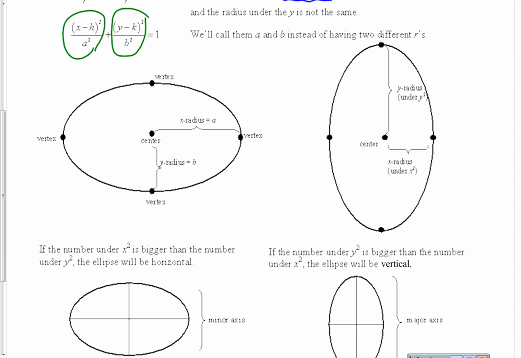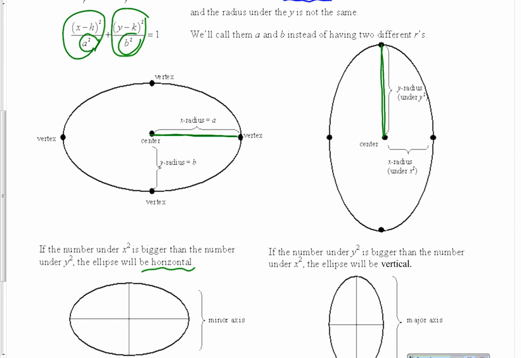Depending which is bigger, if the number underneath the x is bigger, then you're going to have a bigger x radius, and your ellipse is going to be a horizontal ellipse, or a left-right ellipse. Whereas if the number underneath the y squared is bigger, then you're going to have a bigger vertical radius, and that's going to be a vertical ellipse.